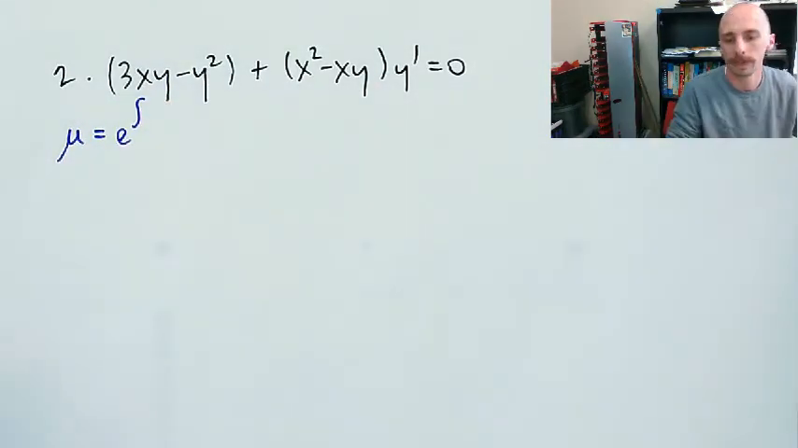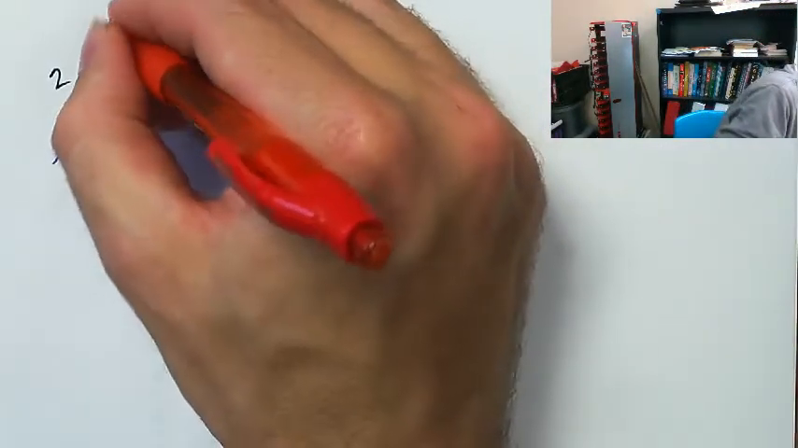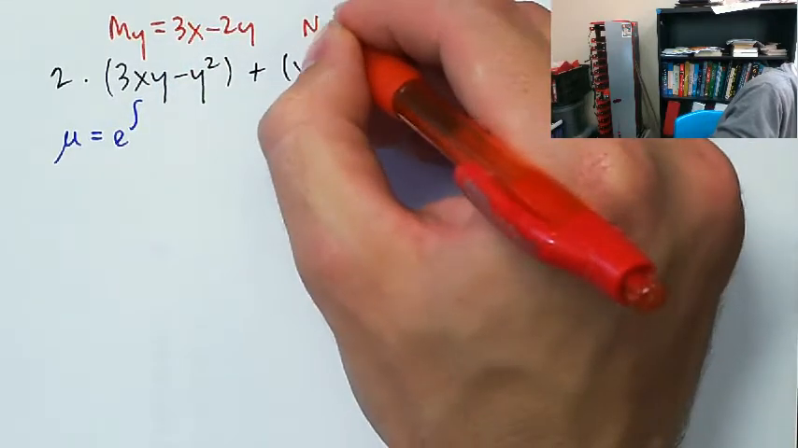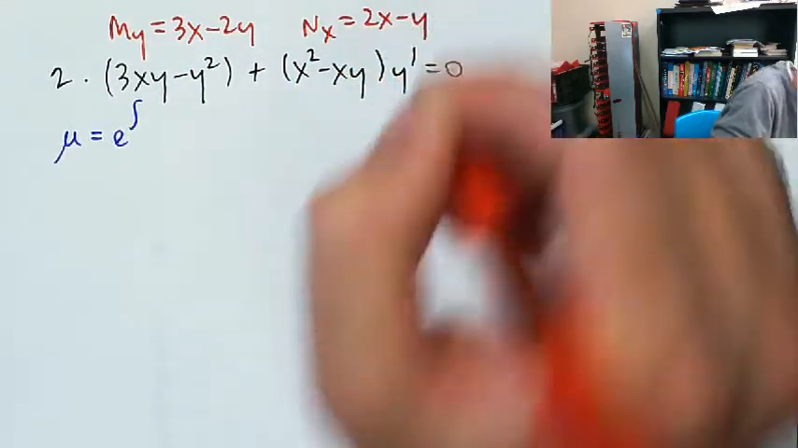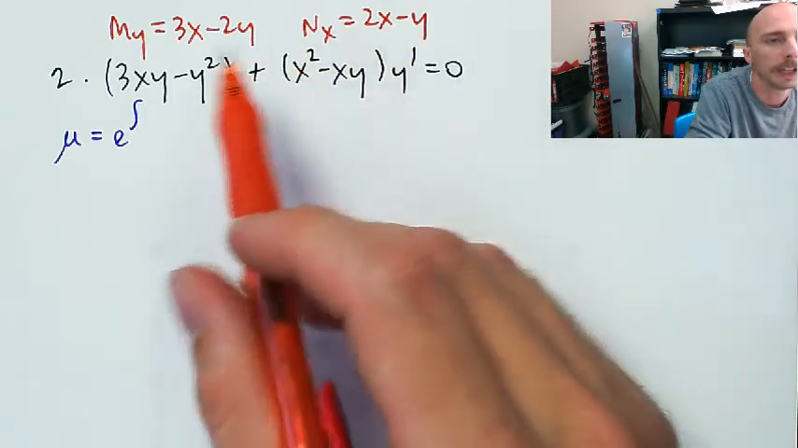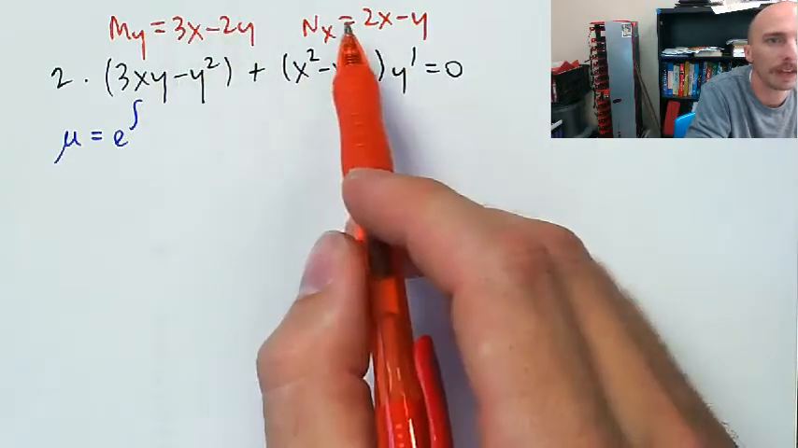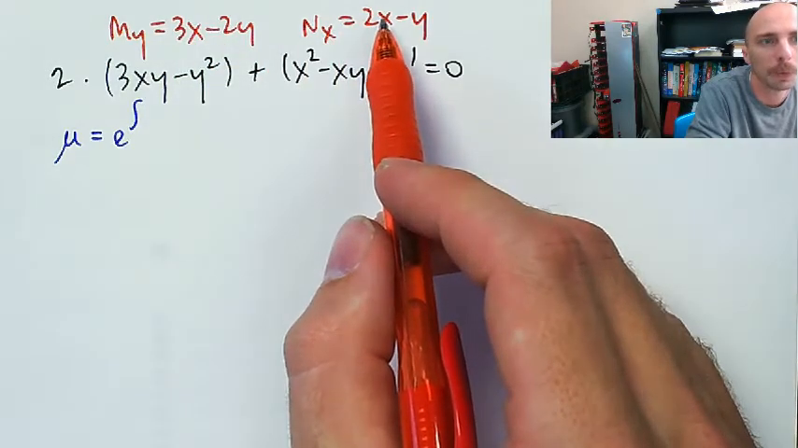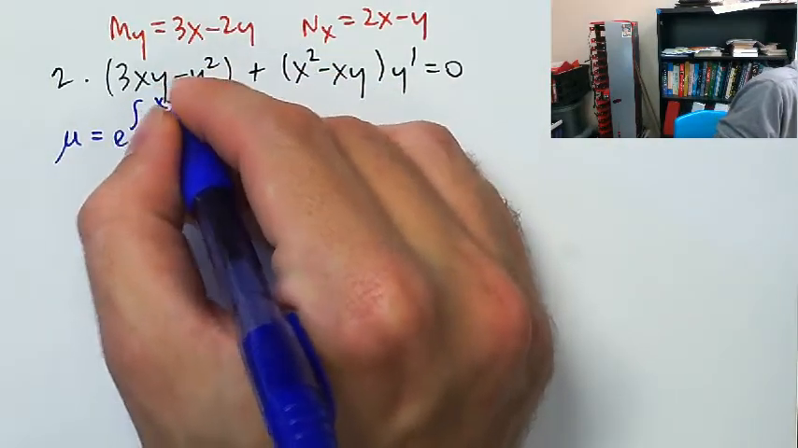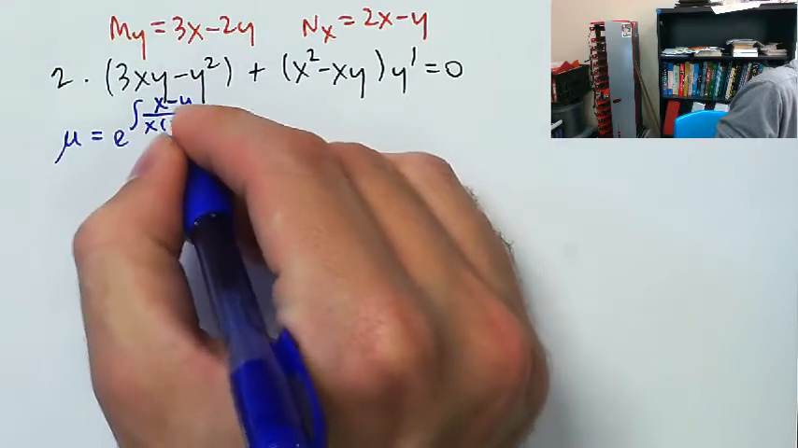I forgot. No matter what with these, you've got to take My and Nx so that you can subtract them. So My is going to be 3x minus 2y, and Nx is going to be 2x minus 1y. Okay, so I like the thought of taking, because of this x times x minus y, I think if I subtract My minus Nx, I'll have x minus y, yes. Okay, so My minus Nx is x minus y, divided by N is x times x minus y.